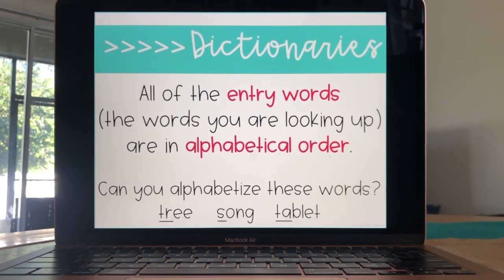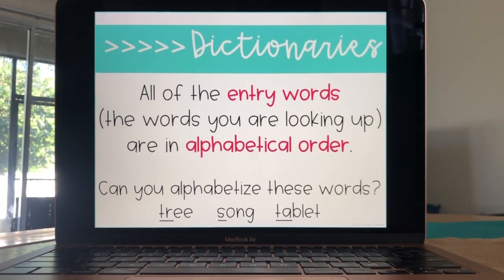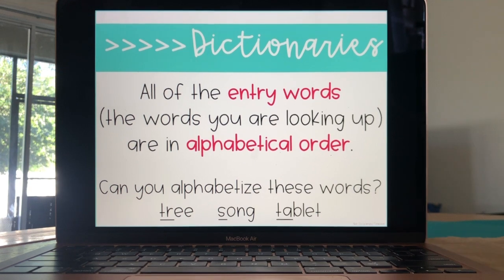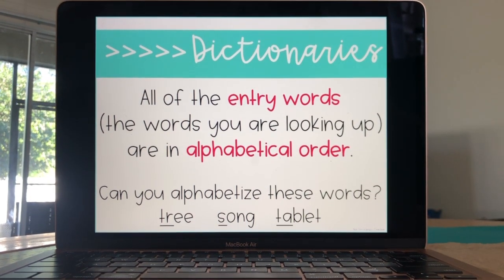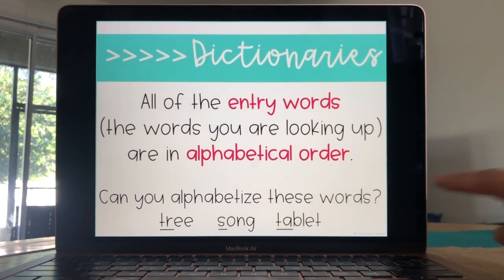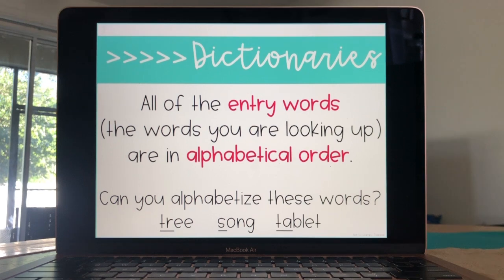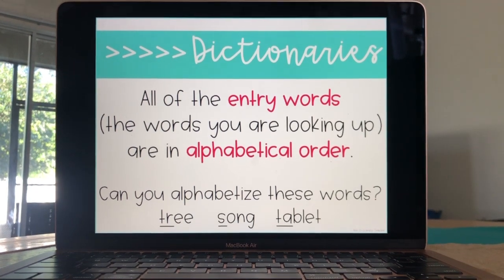So a helpful thing to use right now, go grab a piece of paper, and I want you to write your alphabet, simple as that, your alphabet down on that paper starting from A all the way to Z. Because we have to look at the letters in the alphabet in order to put words in order. So first, we want to talk about alphabetizing these words: tree, song, tablet. So I'm going to go ahead and grab my whiteboard and whiteboard marker or my piece of paper and pencil, write down the alphabet, and then start working on putting these words in order.